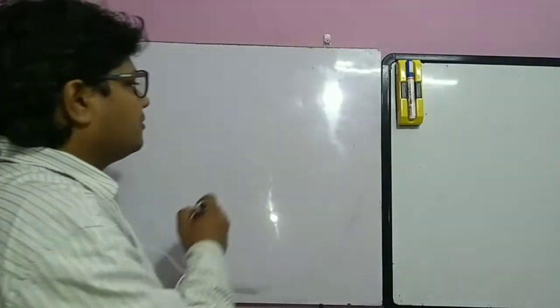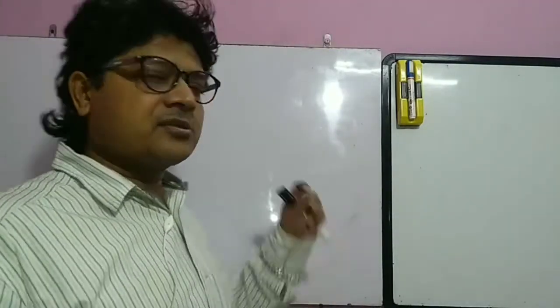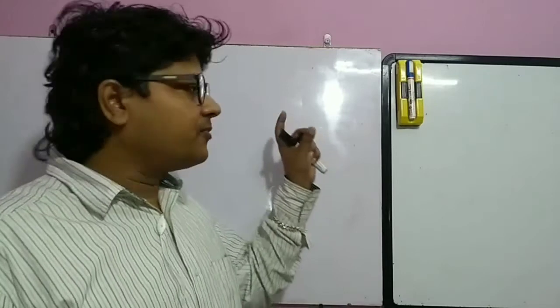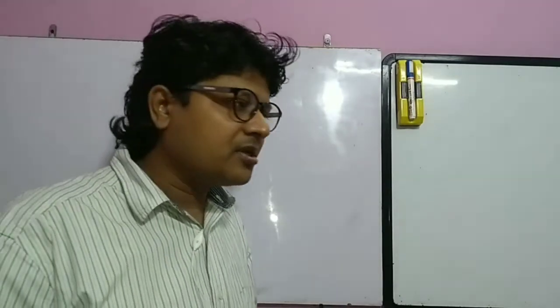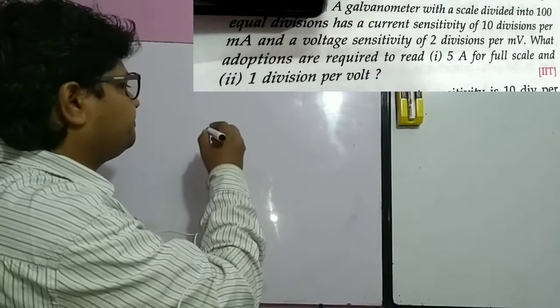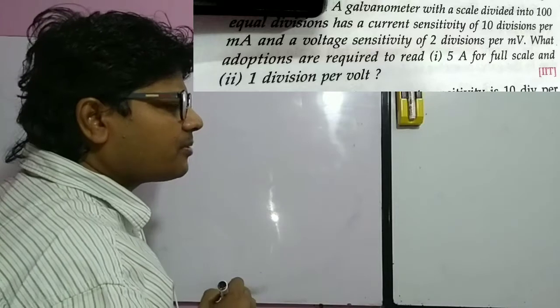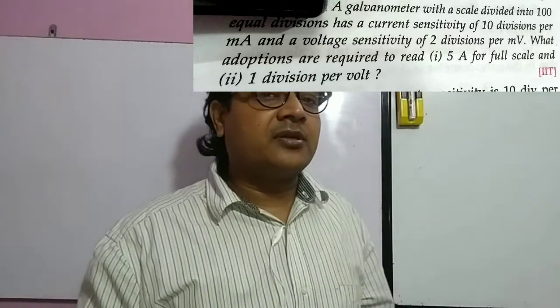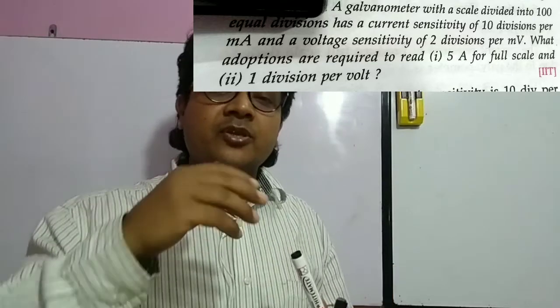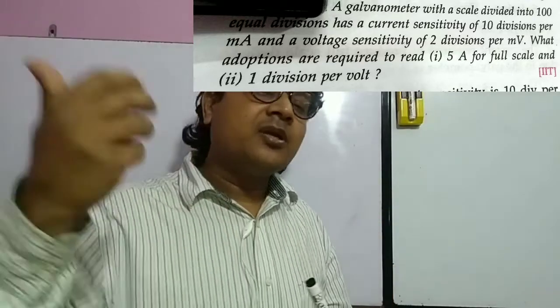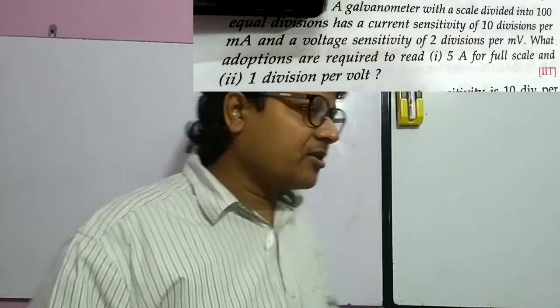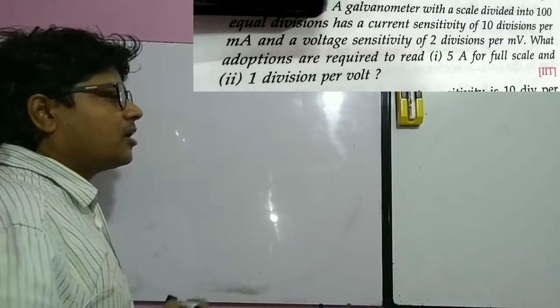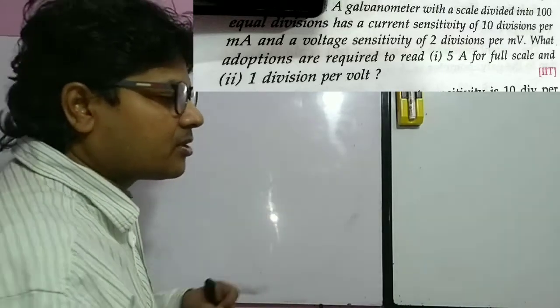So now the first problem you can see on your screen. It will be visible in the corner of your screen. The first problem is we want to convert this galvanometer into a voltmeter of a certain range, or into an ammeter of a certain range. Okay, so you can go through the equation, and you can go through the question.